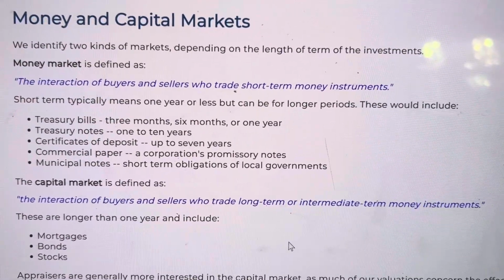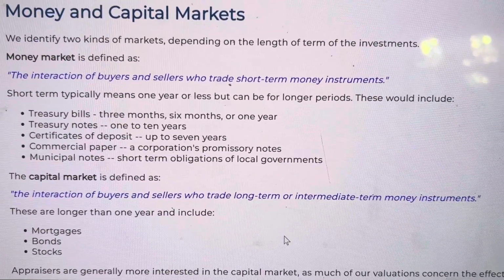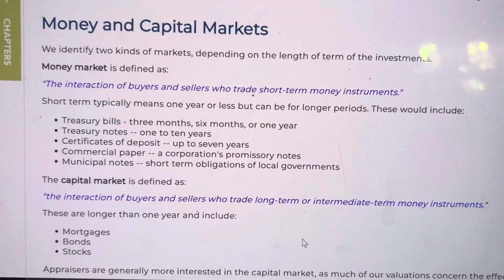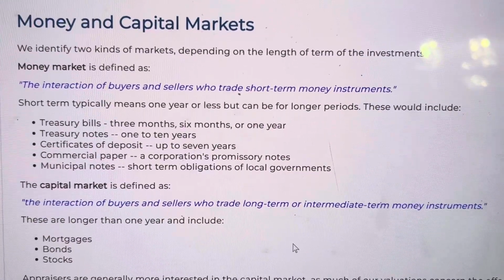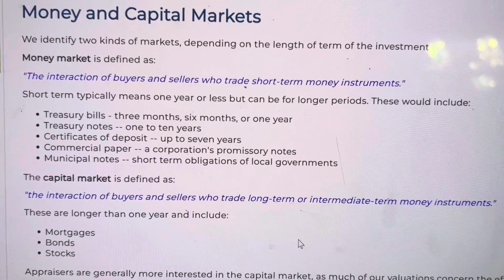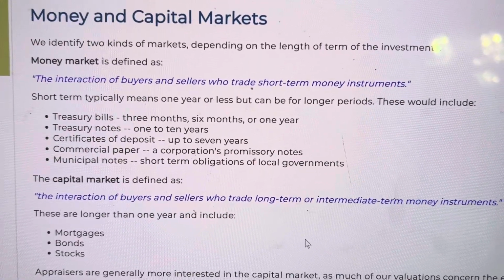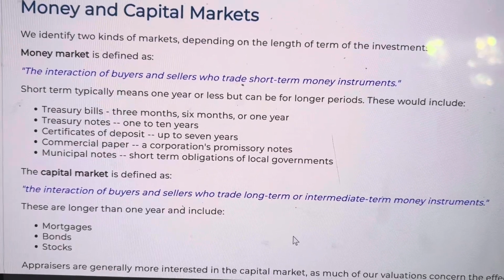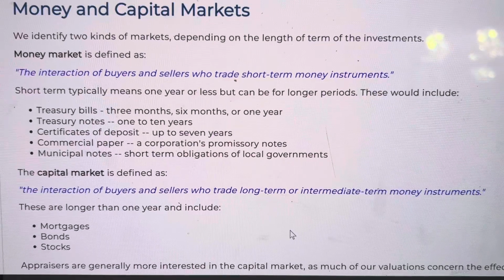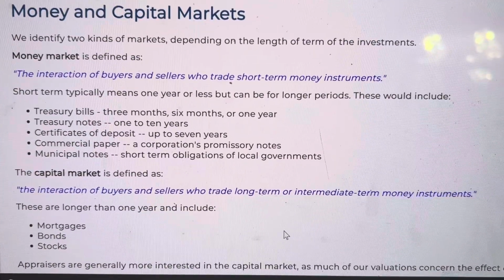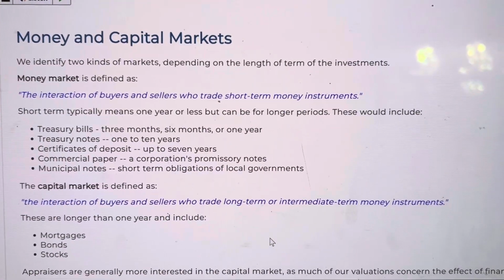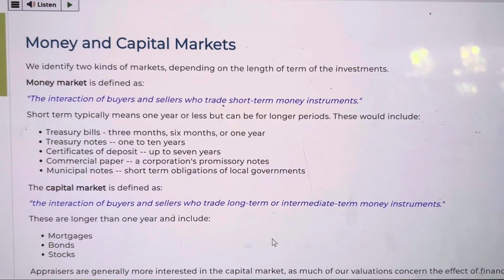Short-term typically means 1 year or less, but can be for longer periods. These would include treasury bills, 3 months, 6 months, or 1 year. Treasury notes, 1 to 10 years. Certificates of deposit, up to 7 years. Commercial paper, a corporation's promissory notes. Municipal notes, short-term obligations of local governments.